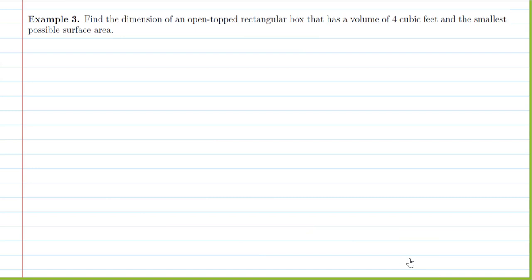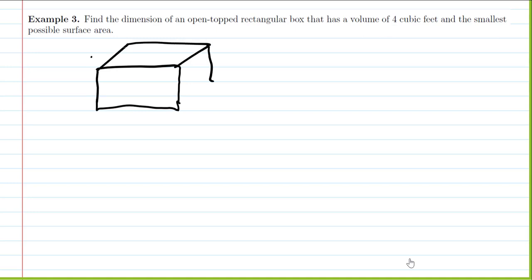So find this dimension. So let's draw our box. And bear with me because I am not the best artist on the planet. So we have a box that looks something like this. And we have our length, we have our width, and we have our height. So let's label some dimensions. Let's call this x, let's call this y, and let's call the height of our box z.